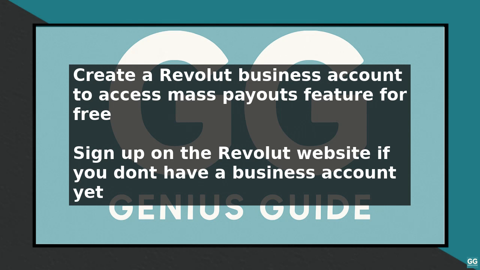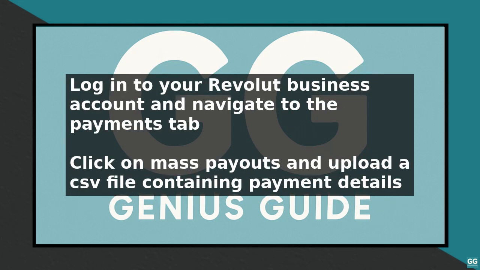First, log into your Revolut business account and navigate to the Payments tab. From there, click on Mass Payouts. You will be asked to upload a CSV file containing the payment details. This file should include the beneficiary's name, currency, and amount. You can download a sample CSV file from the Revolut website to ensure your file is formatted correctly.